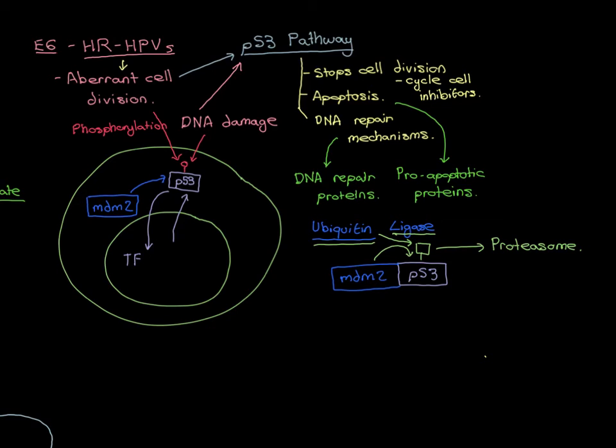So let's draw E6 again in the evil red over here. So in these proteins in the mid-zone there of the squamous stratified epithelium that are infected with high-risk HPVs, you produce this E6 protein, and the E6 protein binds fantastically well to P53.